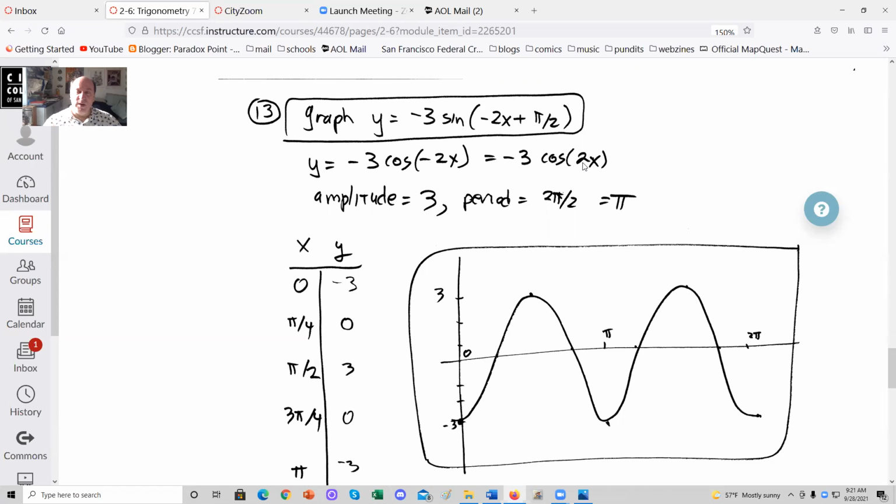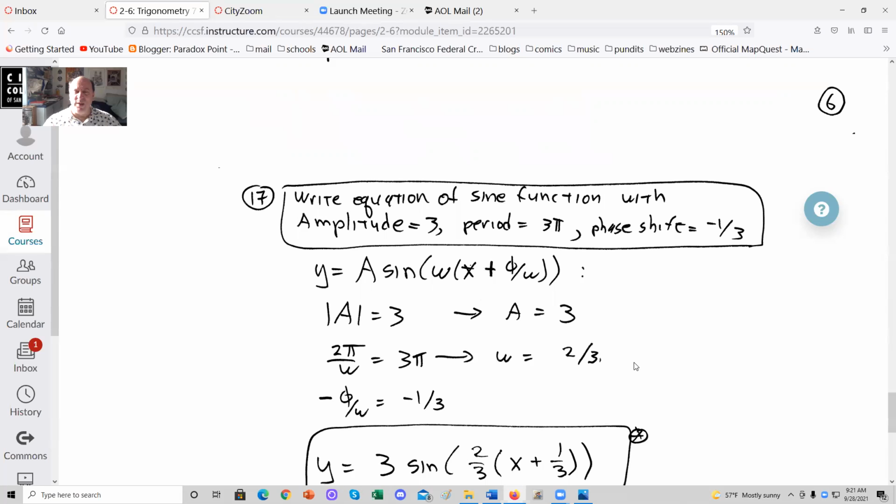At x equals 0, cosine 0 is 1, times -3 is -3. -3 to 3 to -3 through these zeros. One full period is pi, a half period is pi over 2. Midway between are the zeros at pi over 4 and 3 pi over 4. So -3 to 0 to 3 to 0 to -3. That's one wave, and here's another such wave.